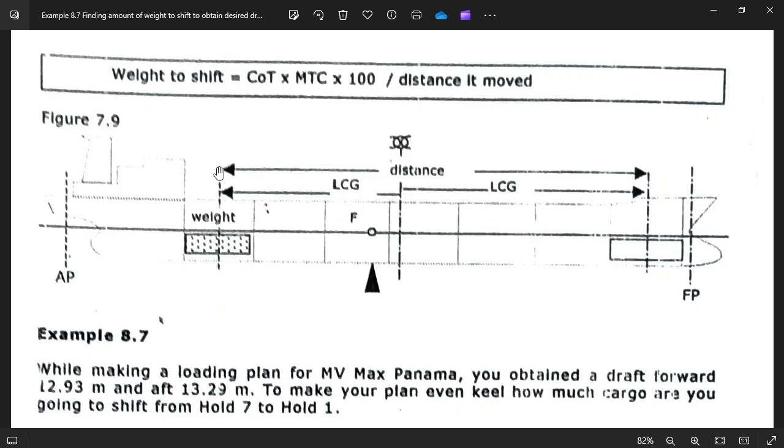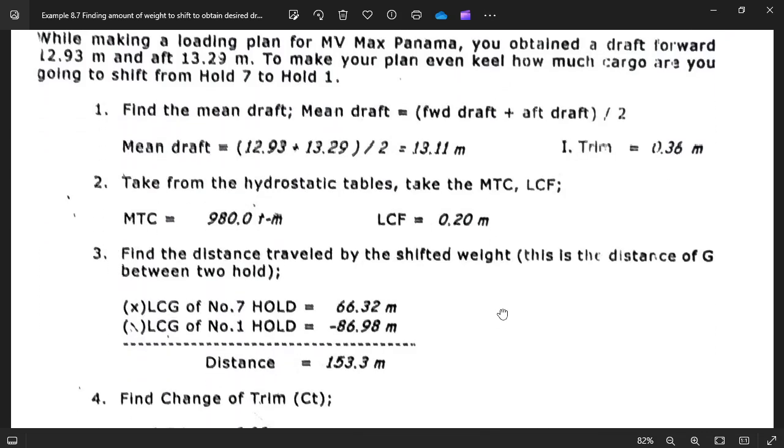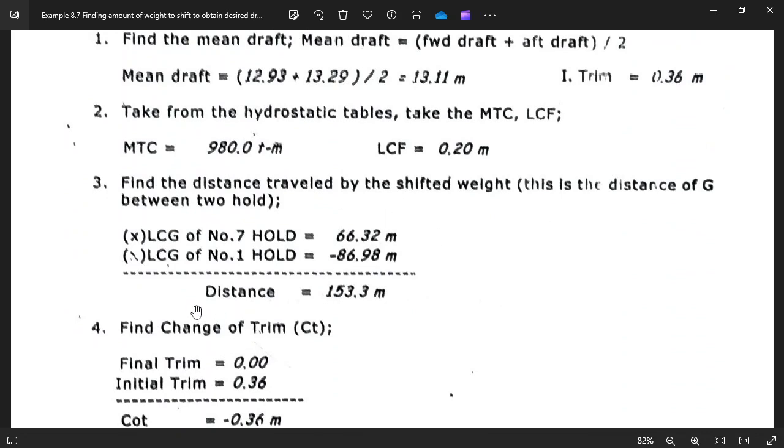So what is the distance from hold number 7 to hold number 1? If this is the LCG of number 1 and this is the LCG of hold number 7, you add them, and this will be your total distance from hold number 7 to hold number 1. You add these two, then the total distance will be 153.3. Okay? That is what it means.